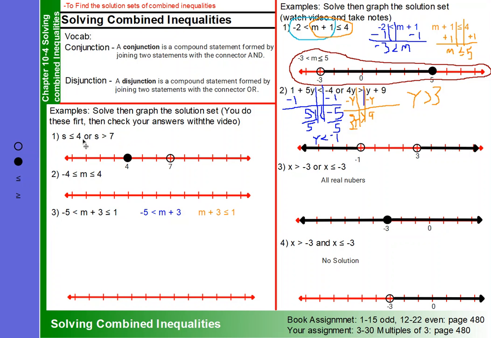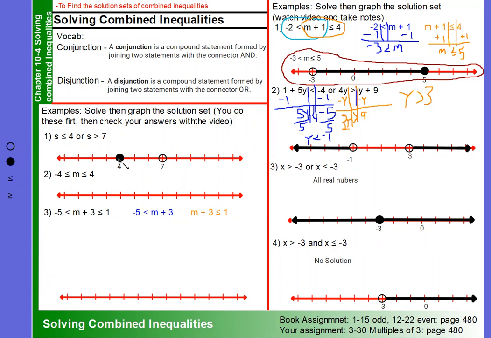Now back to this one right here. S is less than or equal to 4, so that means we're looking at the numbers that are less than 4, which is to the left of 4. So we are going to go ahead and draw our line. Over on this side, s is greater than 7, which is on the right side. And there we have it.